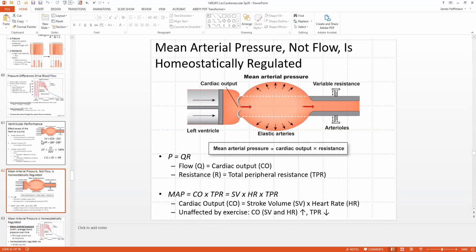I have a question on this slide. So mean arterial pressure is unaffected by exercise?